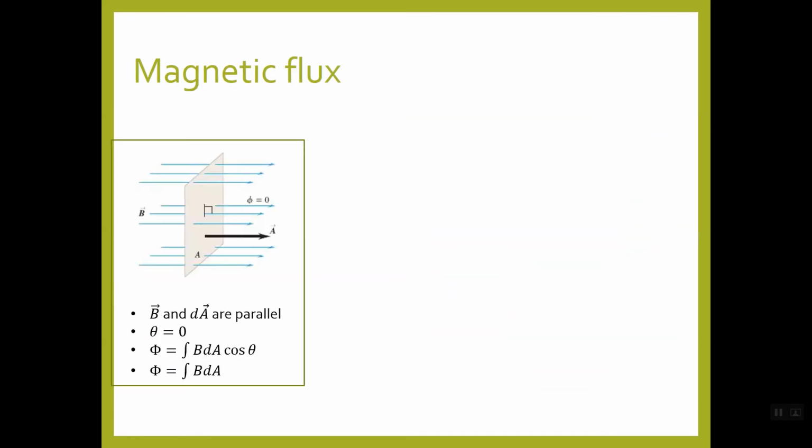To get a better intuition, a physical sense of what magnetic flux is, let's look at a few cases. If B and dA are parallel, then theta would be 0. So our magnetic flux would be B dA. This is when our magnetic flux would be maximum. It's telling us how many field lines are going through this surface.